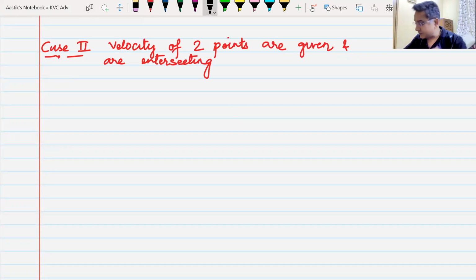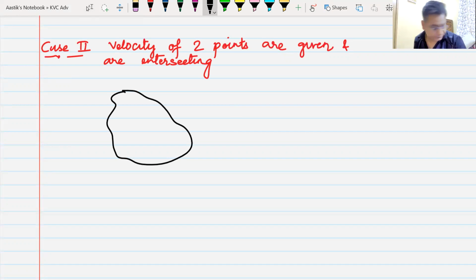What do I mean by intersecting velocities? So we can take an example like this. This is, let us say, my rigid body. I have a point A whose velocity with respect to ground is VA. Then I have a point B which has a velocity VB.